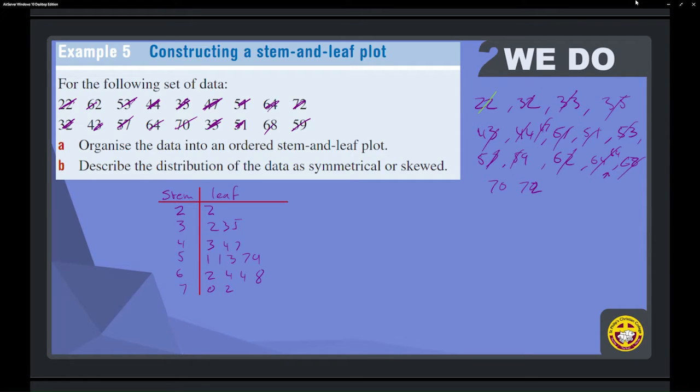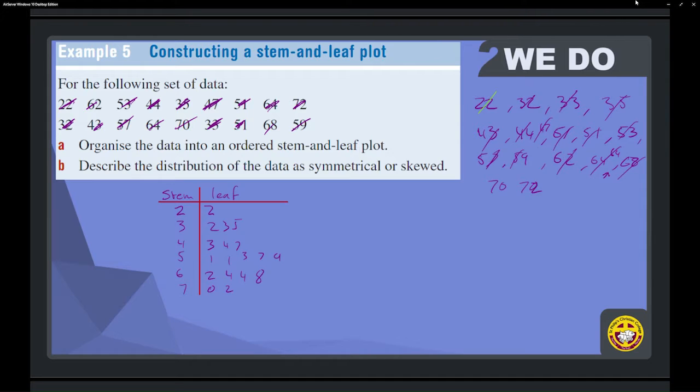Now, I've drawn that a little bit messy. It would be a good idea to try and line up your leaves so that they're roughly set out in columns, just for ease of reading. We generally don't put commas in between the numbers and the leaf. It's just a straight list of numbers, one after the other.